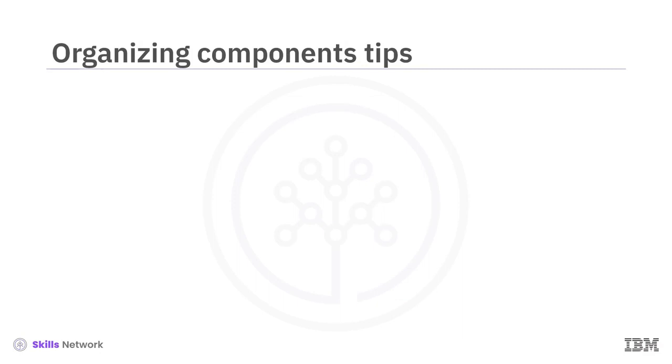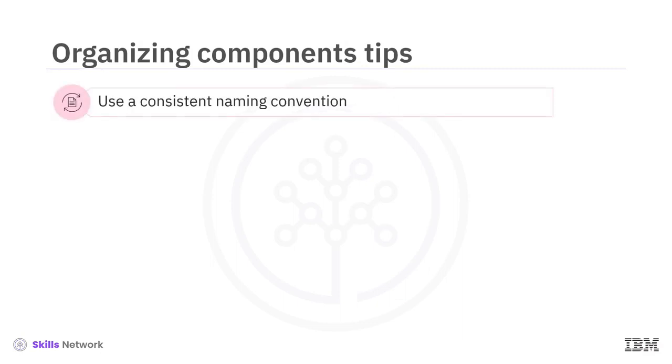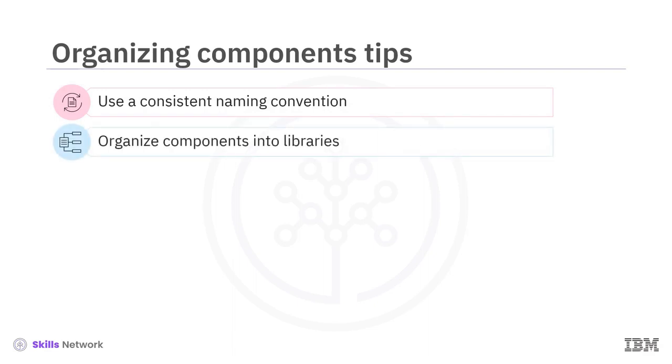Here are some tips to help you organize components in Figma. Use a consistent naming convention that is clear and easy to understand. For example, you can prefix component names with a category or type like button, primary. Organize your components into libraries based on their type, function, or usage. For example, buttons, icons, and forms.